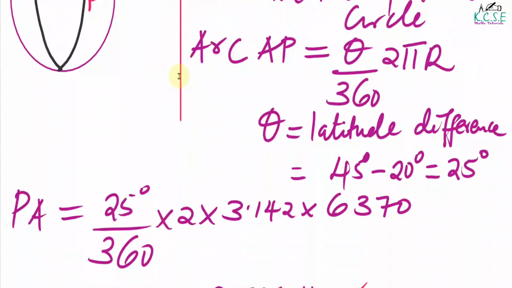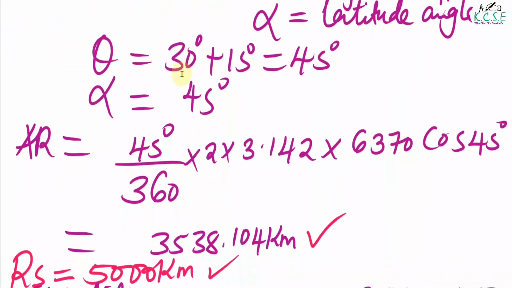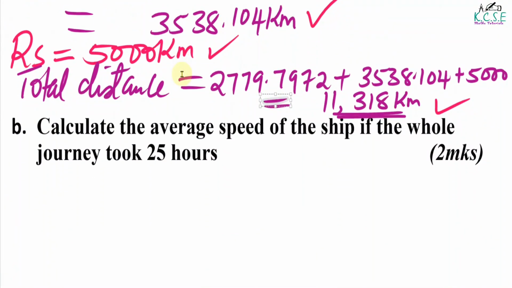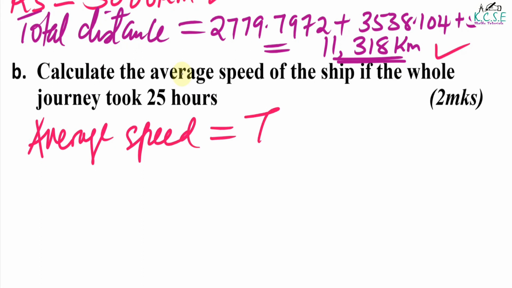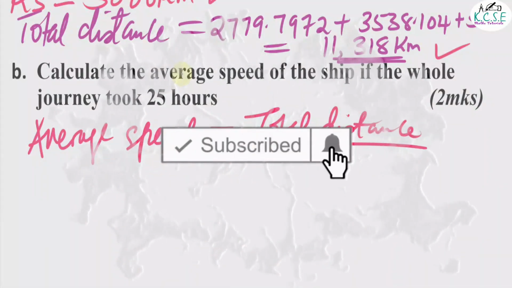Now let's go to the second part of the question, which is calculating the average speed of the ship if the whole journey took 25 hours. So the average speed is given by total distance divided by total time taken.